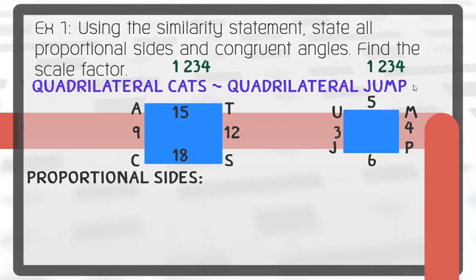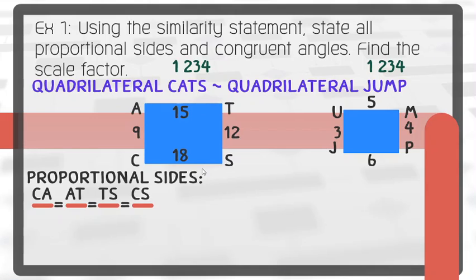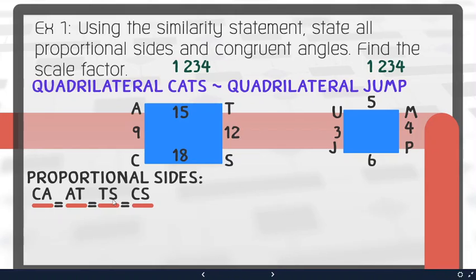Okay? So our proportional sides. What I'm going to do first is write all four sides of my first quadrilateral. So I have side CA, side AT, side TS, and side CS. Similar shapes should have proportional sides, so I'm going to be dividing each of these sides by the side that it corresponds to in the other quadrilateral. And when I reduce down all of these fractions, you should end up with the same value. So let's see what happens.